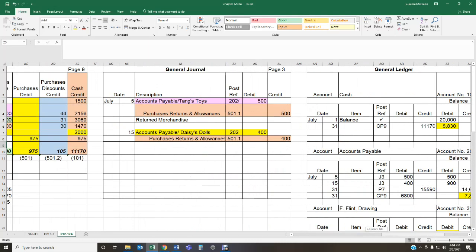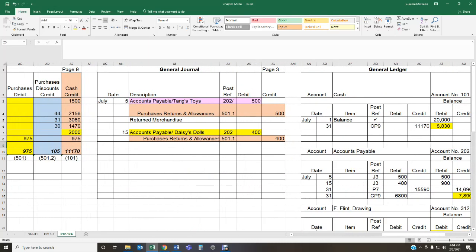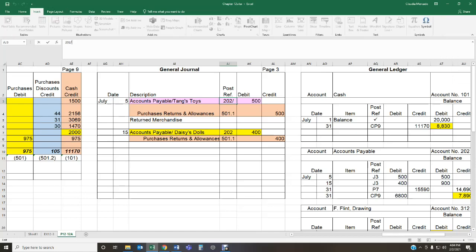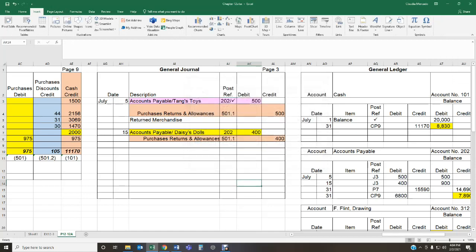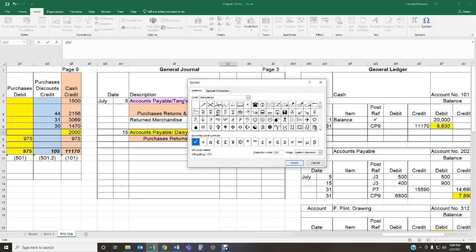And then let's look at our general journal. We posted it to General Ledger 202, but at this point we also posted it to our accounts payable ledger, and we're going to have to notate that here as well by putting a check mark. So whenever we post to our accounts payable ledger, we're going to have to post the general ledger that we use and then the subsidiary ledger, which is the accounts payable ledger.